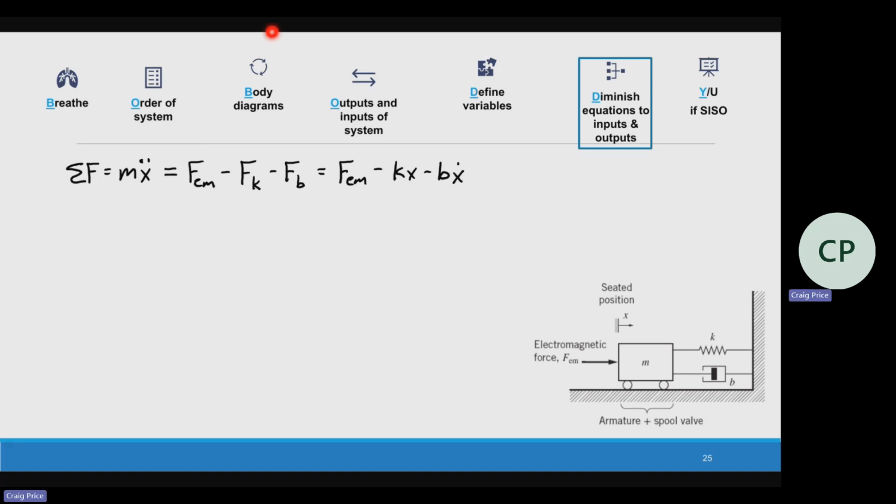And lastly, all of the x's are related to each other. I want to get them all to the same side. So that means I'm going to add them to the left-hand side. I like to start with the highest order derivative first. So we start with mx double dot. Then we add bx dot. So that takes it away from the right-hand side. And then we have kx equals FEM. That is our one equation for this problem.